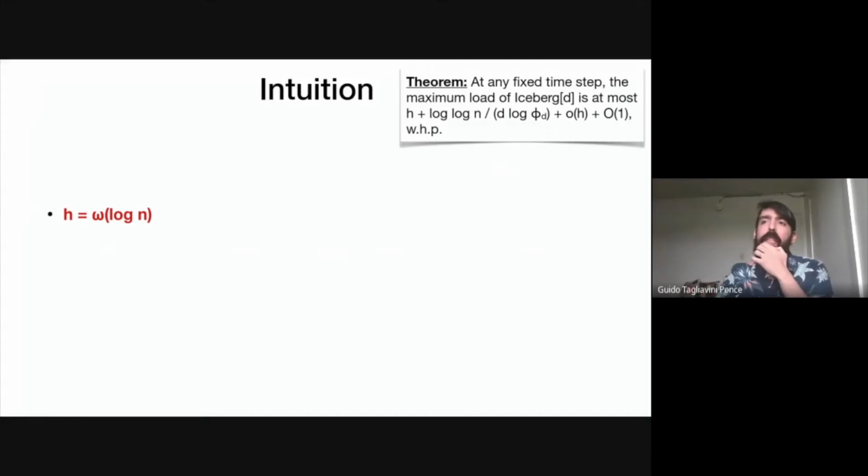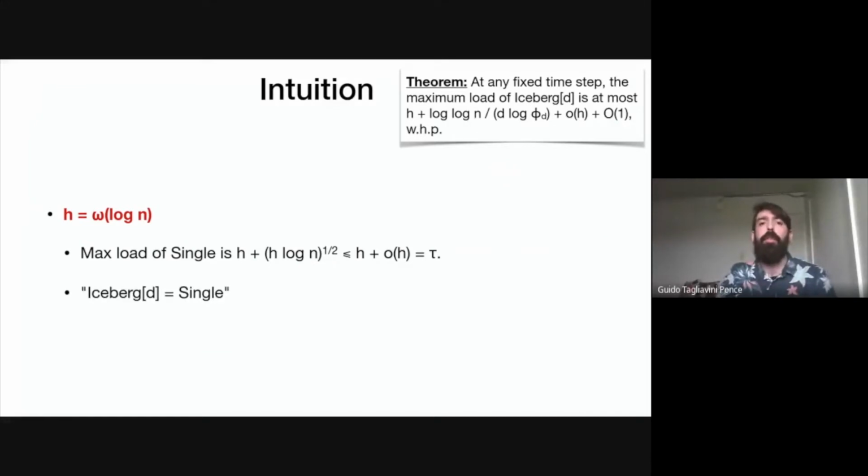So when h is much larger than log n, the max load of single, and I'm taking this from the charts we saw before, is h plus square root of h log n. And this is at most h plus little o of h, and this is below tau. So here we're never going to surpass the threshold tau, and so we can think that Iceberg D is just single. And by the way, this is intuition.